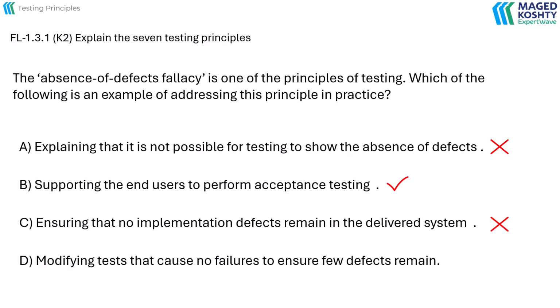Option D, modifying tests that cause no failures to ensure few defects remain. This is a solution to the problem that results when we don't follow the principle, tests wear out. Repeating the same tests will eventually stop finding more defects. Tests wear out again, resulting in not finding more defects, but it doesn't solve the problem related to the end users.